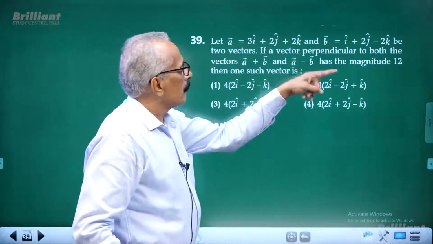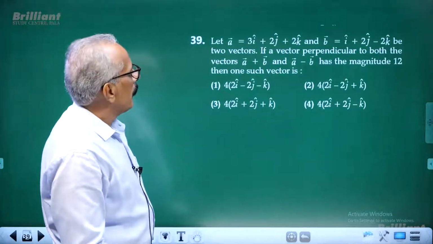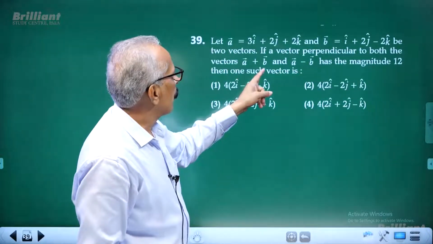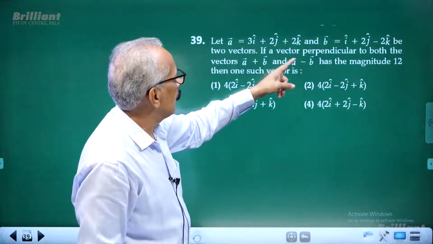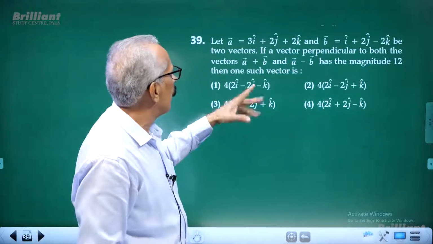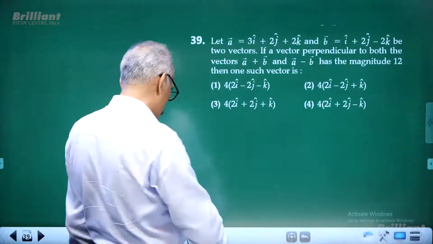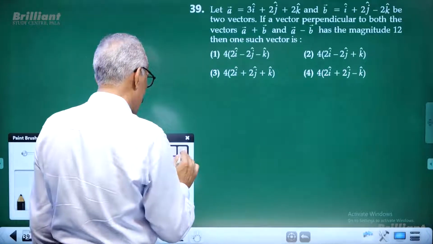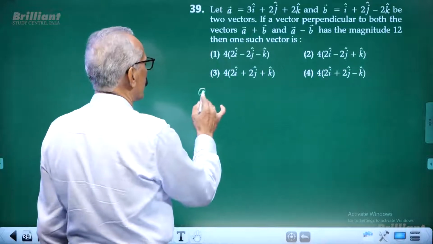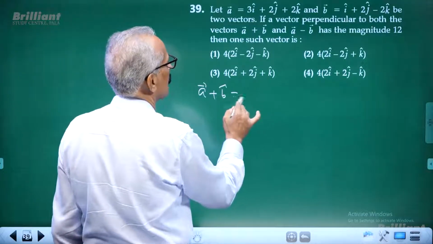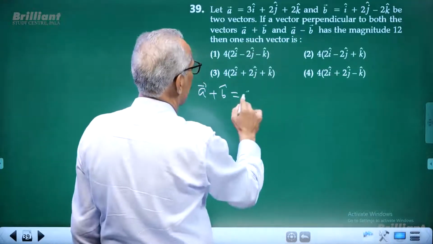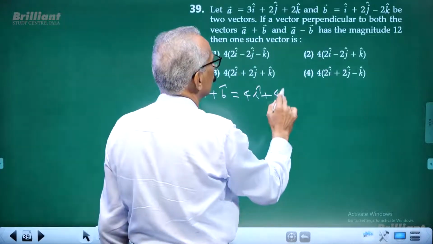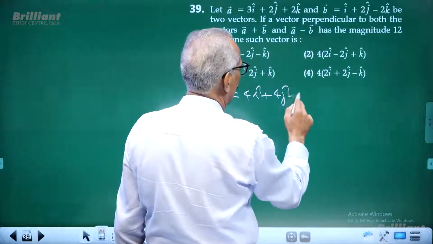A is a given vector, B is a given vector. A vector perpendicular to both A plus B and A minus B. If a vector has magnitude 12, then one such vector is. So we will find out A plus B and A minus B. Perpendicular means we take the cross product, no problem. So we take A plus B. Tell me what is A plus B? 3i, that will become 4i. You have to calculate. Plus 4j, plus 0k.